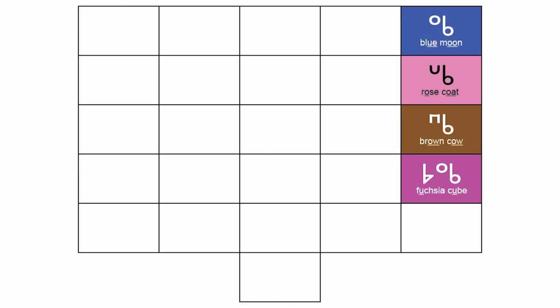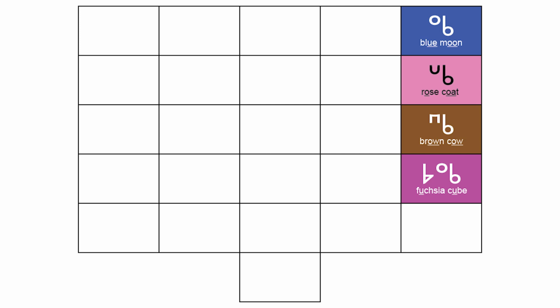There are 4 more diphthongs that end in W. The first is the sound in blue moon. It appears in words like goose, loop, shoot, tomb, through, move, and loose. The second is the sound in rose coat, as in words like goat, soap, joke, home, no, so, and roll. The next is the sound in brown cow, as in words like mouth, out, house, loud, count, and crowd.